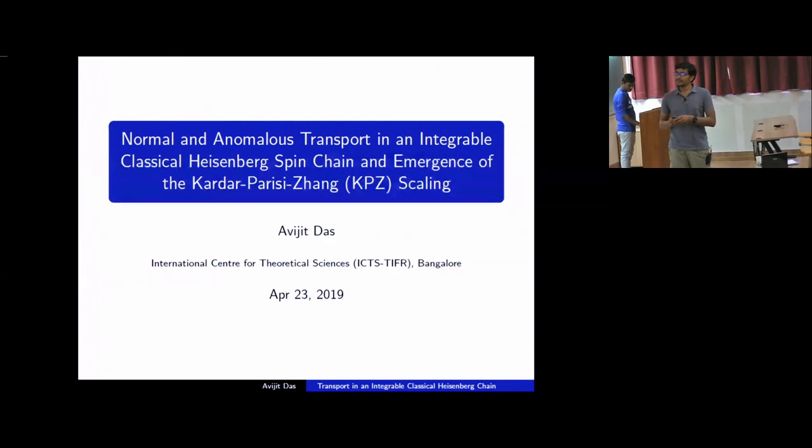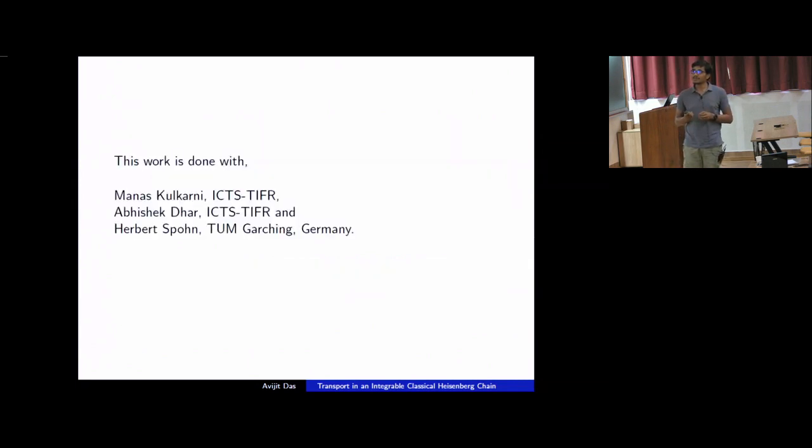It's a big title. I'll essentially illustrate all the words written here. So first of all, normal and anomalous transport. What is the Heisenberg chain? What is an integrable system? And what is KPZ scaling? This work is done with Manas, Abhishek, and Harvard, and is going to be published in some finite time.